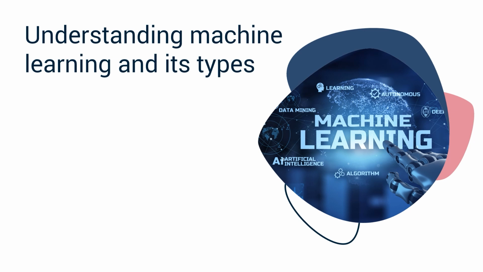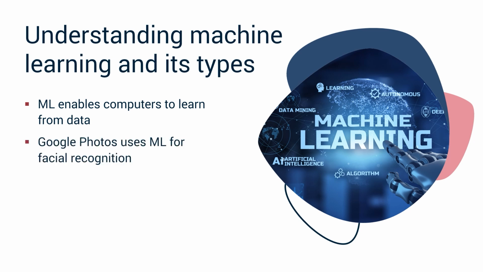Machine learning, or ML, is a branch of artificial intelligence that enables computers to learn from data rather than following fixed instructions. For instance, Google Photos uses machine learning to recognize faces and automatically categorize photos, making them easier to search. There are three main types of machine learning.